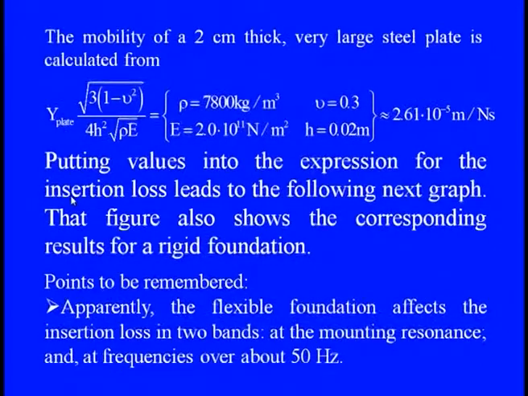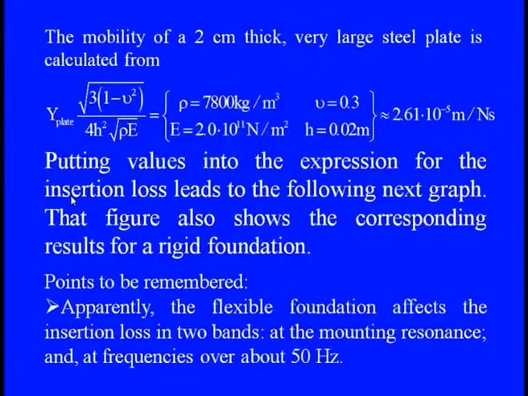Young's modulus, it is a steel plate, so it is 2 into 10 raised to power 11 Newton per meter square, and then we have h, which is the thickness of that, 0.02 meter. So when we keep this, we can find the mobility here is 261 into 10 to the power minus 5 meter per Newton second. So when we get those things, the insertion losses lead to various features, which we are going to show in the next figure.